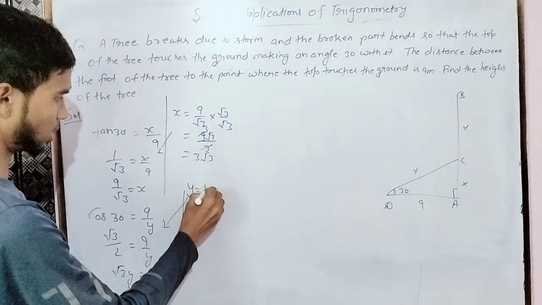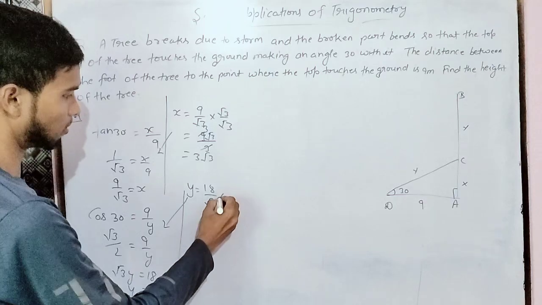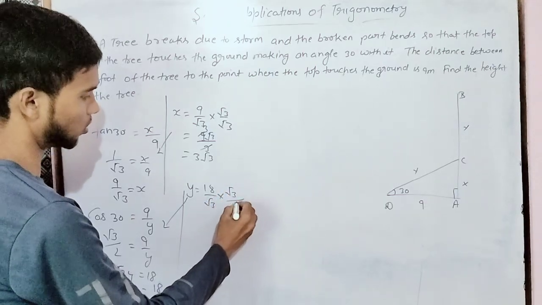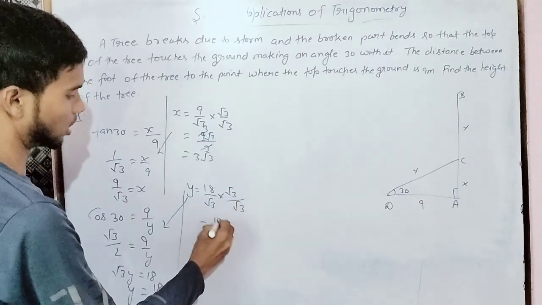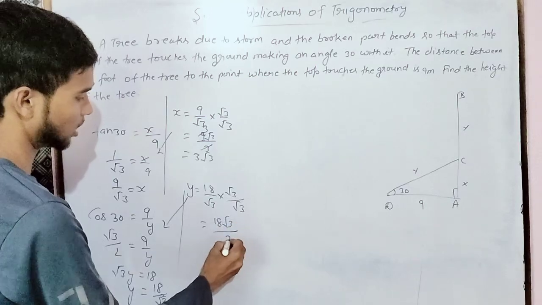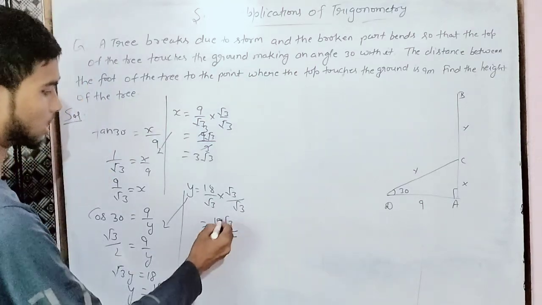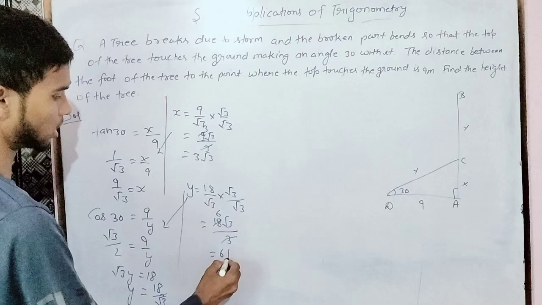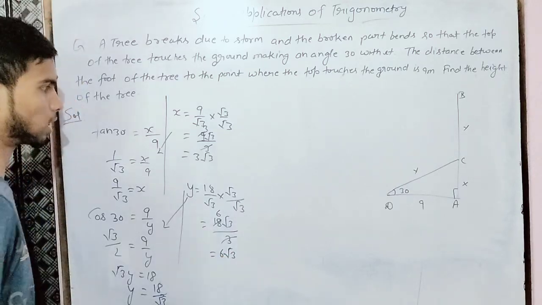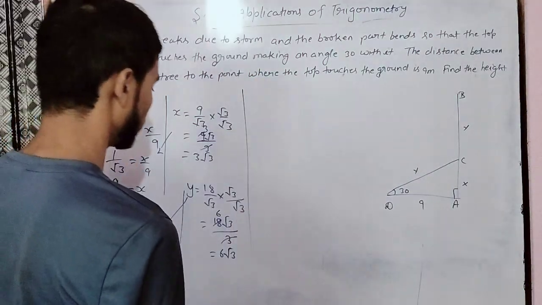So y is equal to 18 upon root 3 multiplied by root 3 upon root 3. So 18 root 3, 3 3 6 are 18. So 6 root 3.